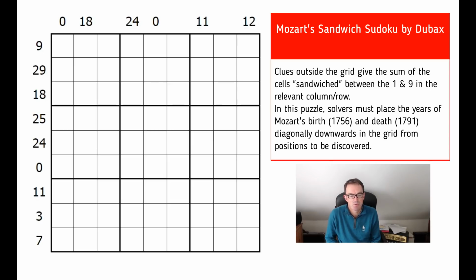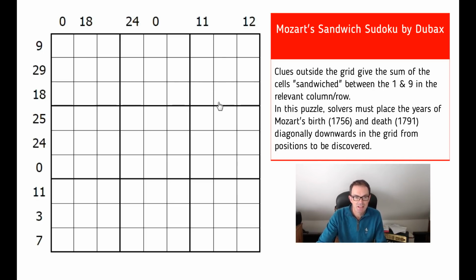So Axel's been watching the channel and he noticed that our music at the introduction is Mozart's Sonata number 15, and so he thought it might be interesting to compile a sandwich Sudoku in which Mozart's birthday and death date are needed for the solve. So let me explain how this is going to work.